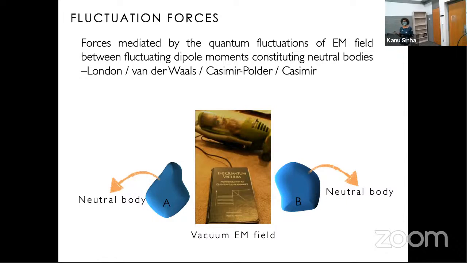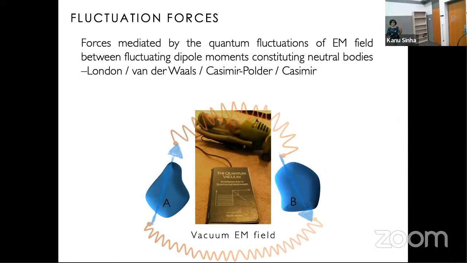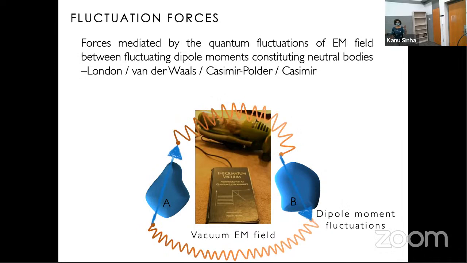Fluctuation forces go by several names: London, van der Waals, Casimir, Casimir-Polder, and they're all essentially one and the same thing. So let's say we have two neutral bodies, A and B, that are separated by the vacuum electromagnetic field. And as light-matter interaction happens, there are spontaneous fluctuations in the dipole moments that constitute the two objects, as well as virtual photons in the electromagnetic field that mediate the interaction between the two bodies.